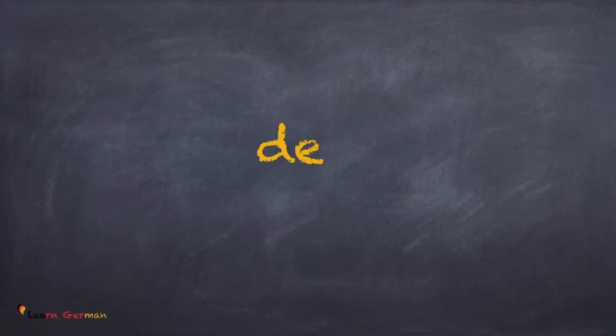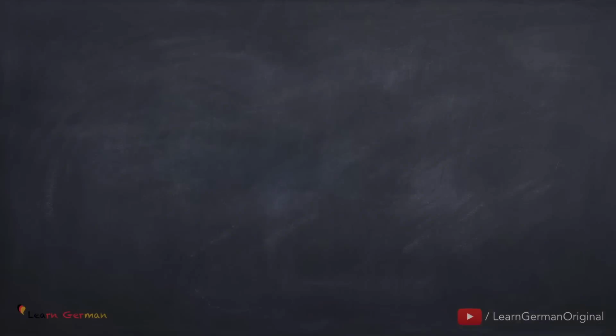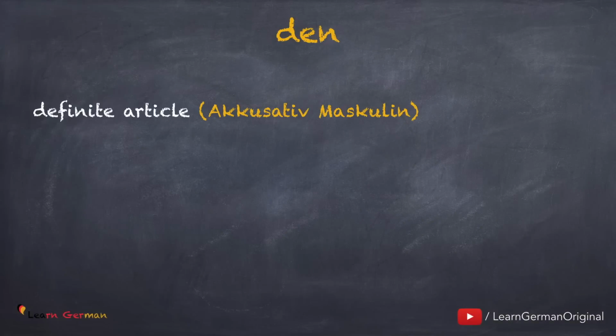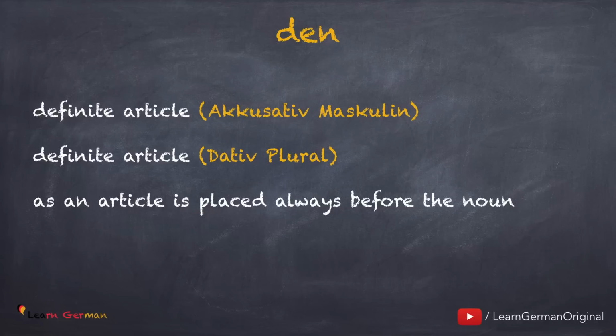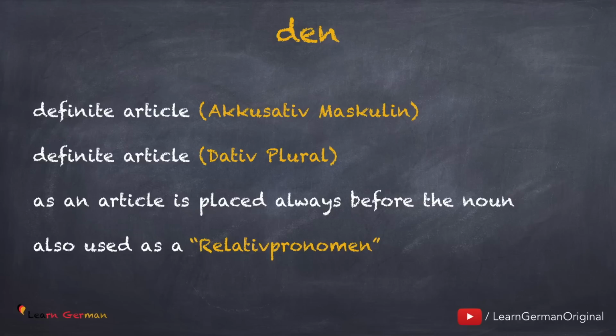Now let's learn where to use each one of them. The first one is den. Den is most commonly used as a definite article for masculine in Akkusativ and plural in Dativ. As an article, den is always placed before the noun. Den can also be used as a relative pronomen. Let's do a few examples to understand these uses.